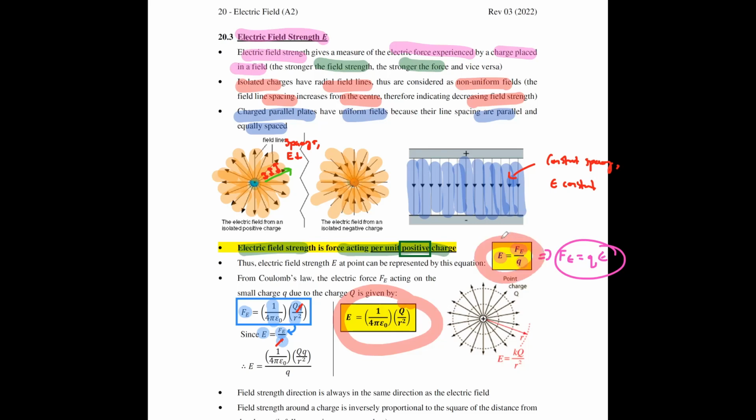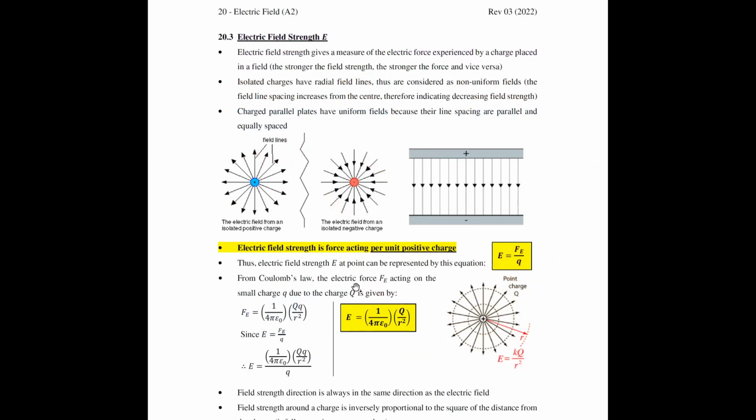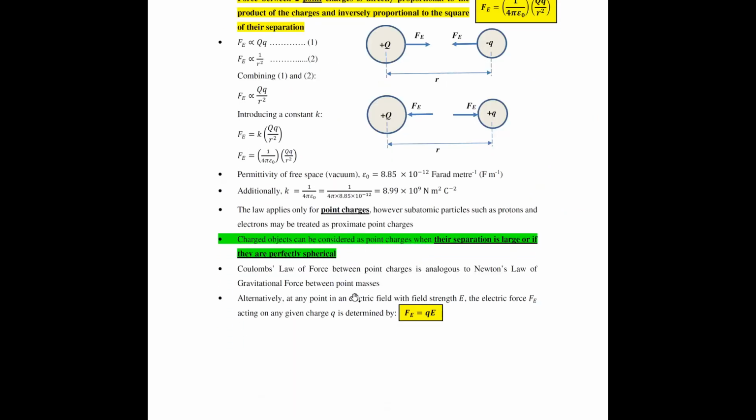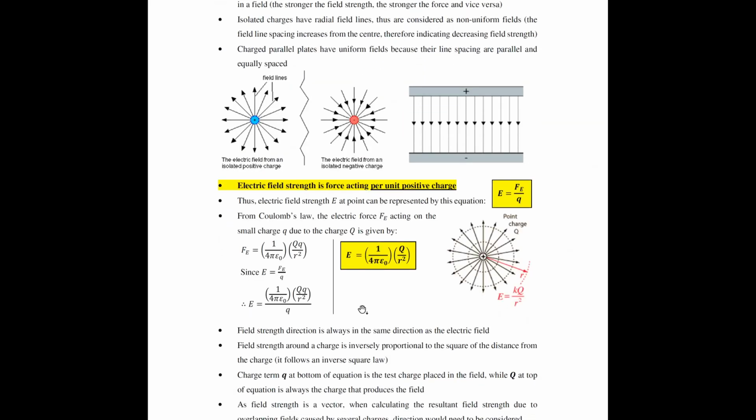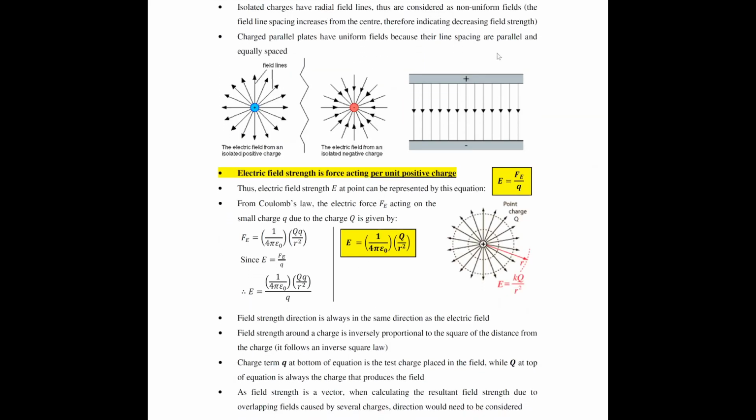Okay, so there are two different equations that you tend to use when calculating electric field strength. Which one you use depends on the context of the question that you encounter. All right, a few things to note here. Field strength is also considered to be a vector. The direction of your field strength will always be in the same direction as the electric field. Field strength around a charge is normally inversely proportional to the square of the distance from the charge. It follows what we call an inverse square law.